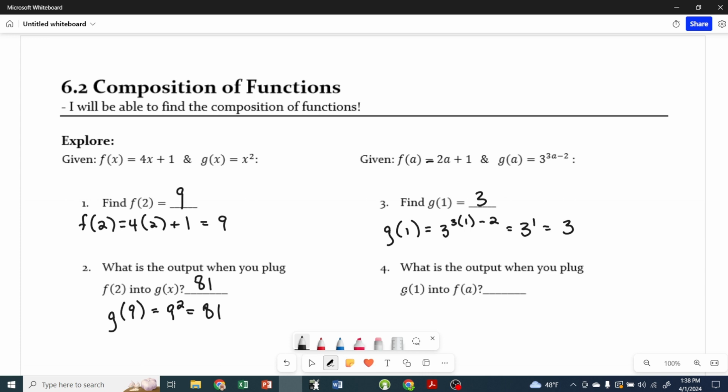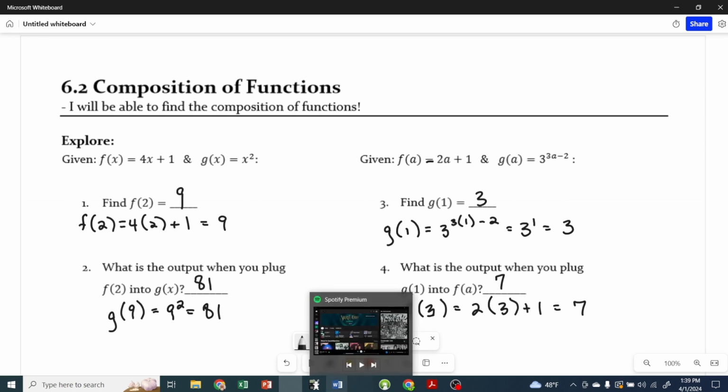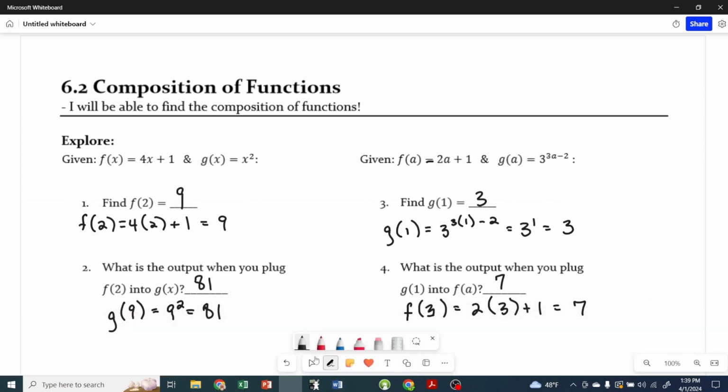Now, what do we get if we plug that into f of a? g of 1 goes into f of a. So that would become f of 3, and that's equal to 2 times 3 plus 1, which is 6 plus 1, which is 7. So you can see what we're doing here. We're just plugging the output into another function.